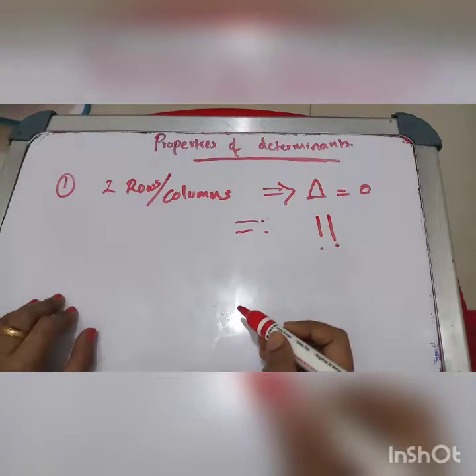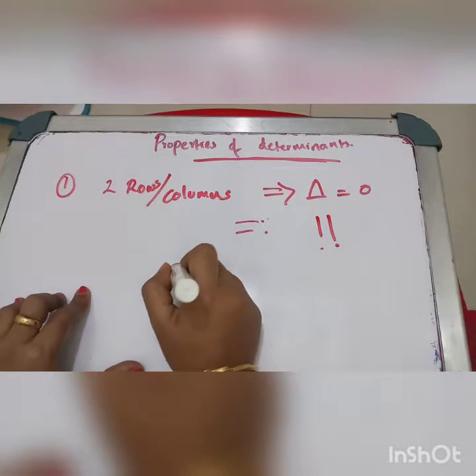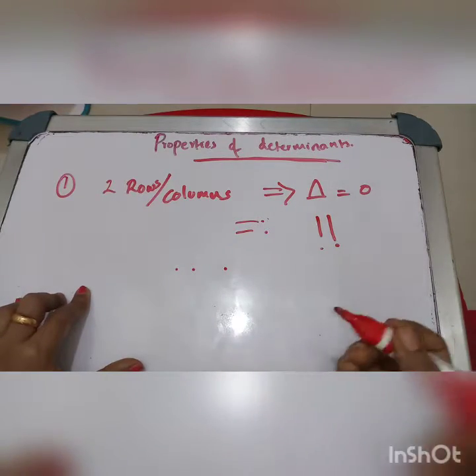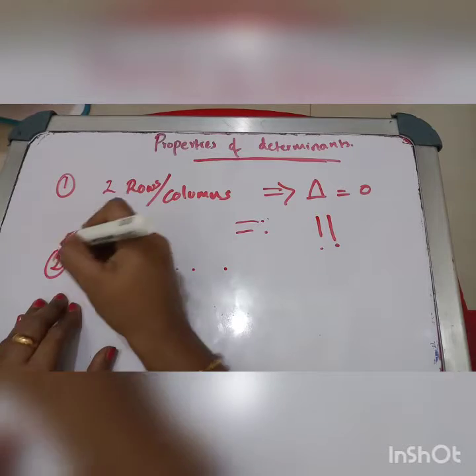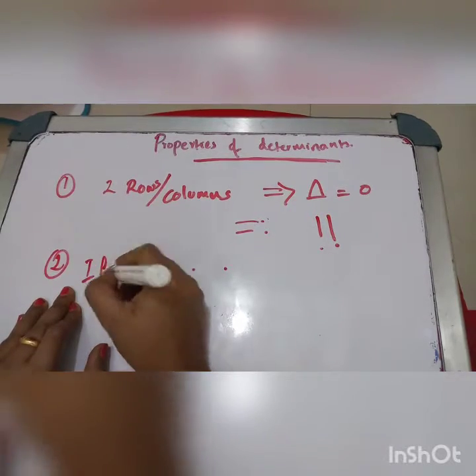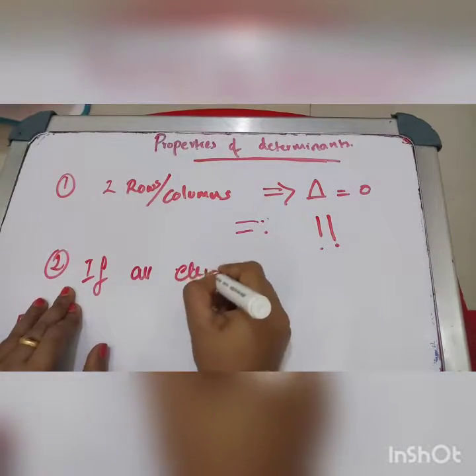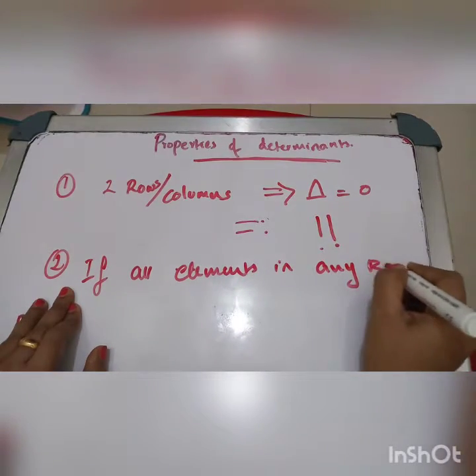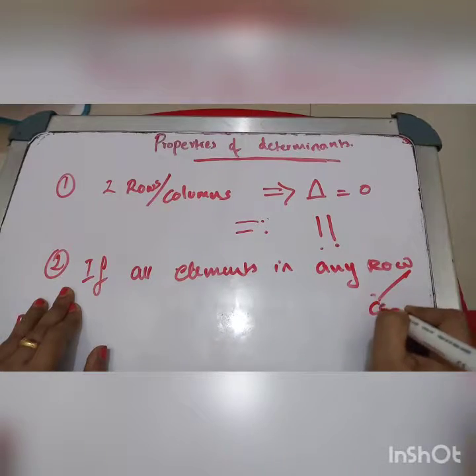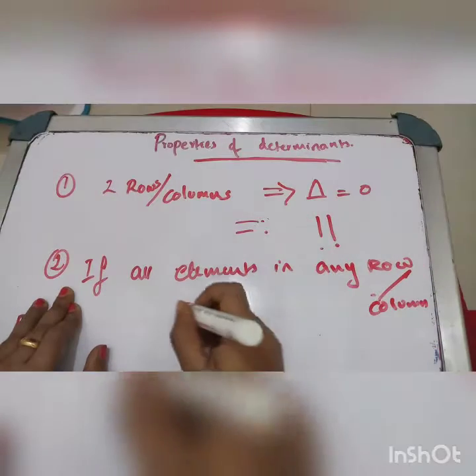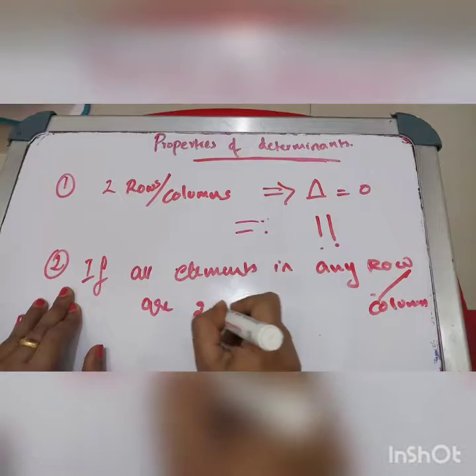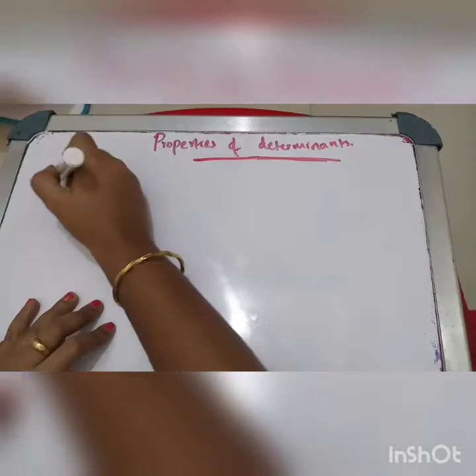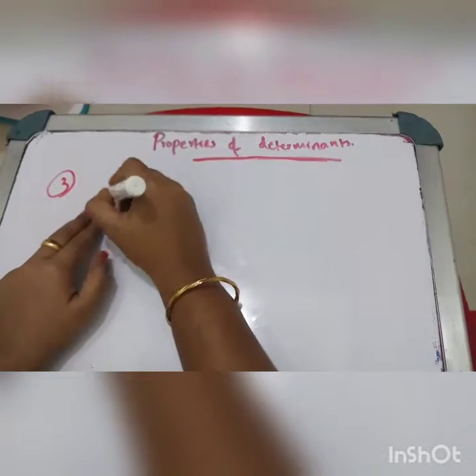There is another case when the determinant vanishes, that is, when every element in any one row is 0. If all elements in any row or column are 0, then the determinant is 0.